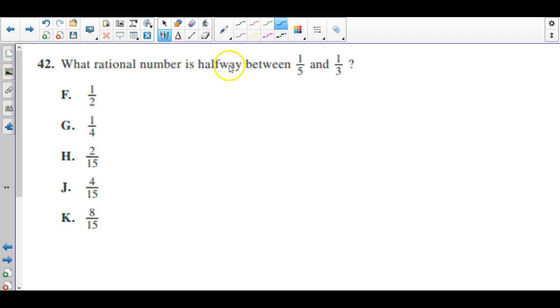Alright, what is the rational number that is halfway between 1/5 and 1/3? So this is the type of thing you probably could go to the calculator for. I'm going to show you how to basically just average 2 fractions. You're going to add these 2 numbers together and divide by 2. So I'm really just averaging a couple of numbers here.